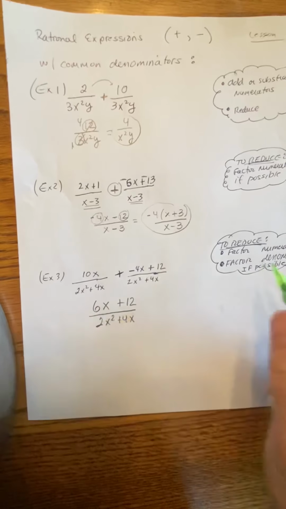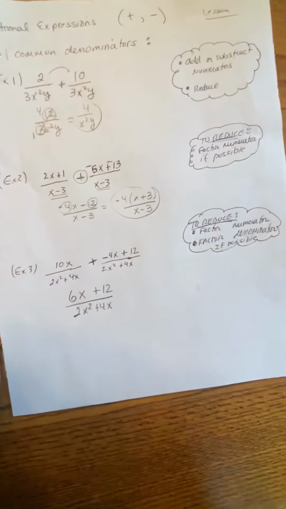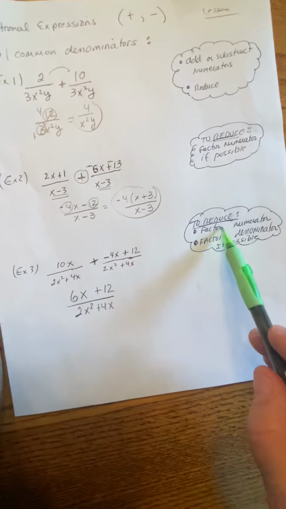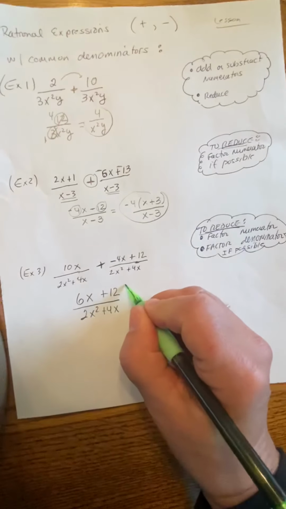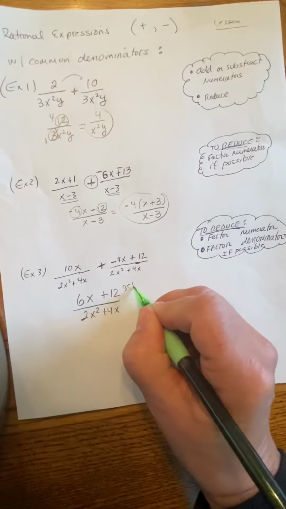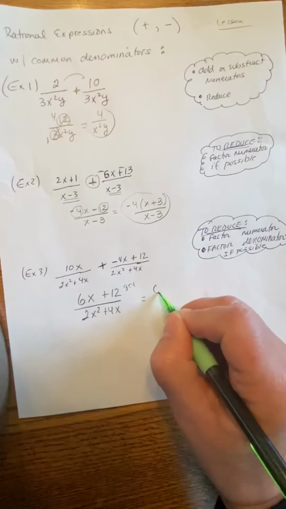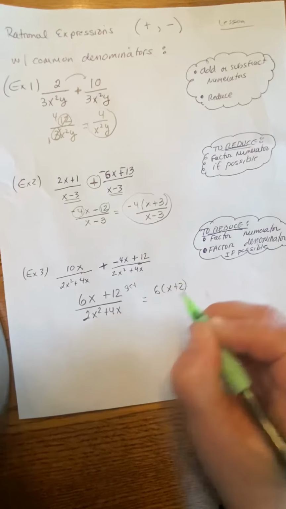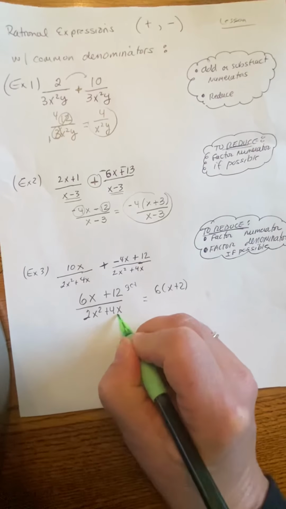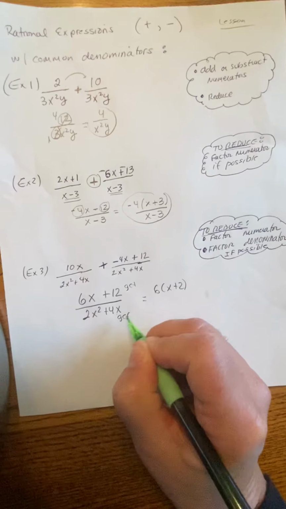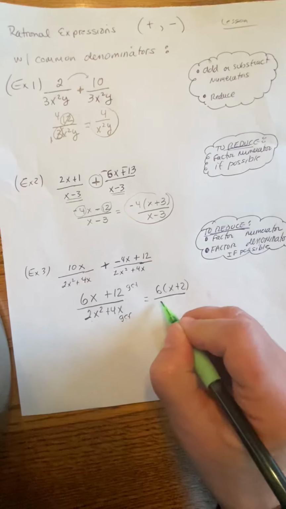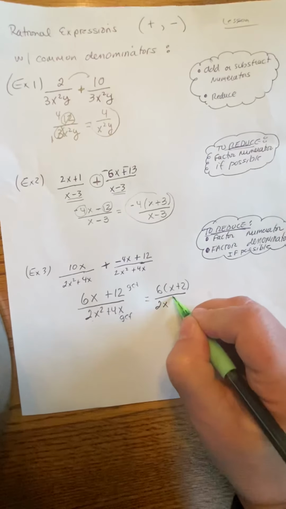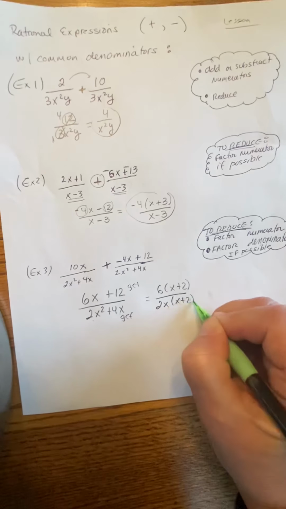Now here we're going to look to reduce that fraction, if possible, by factoring the numerator, factoring the denominator, and then seeing where it goes. So here we have a GCF method of factoring, so we're going to factor out a 6. In our denominator, we have a GCF method of factoring as well, since they have common factors of 2 and an x, and we're left with x plus 2.